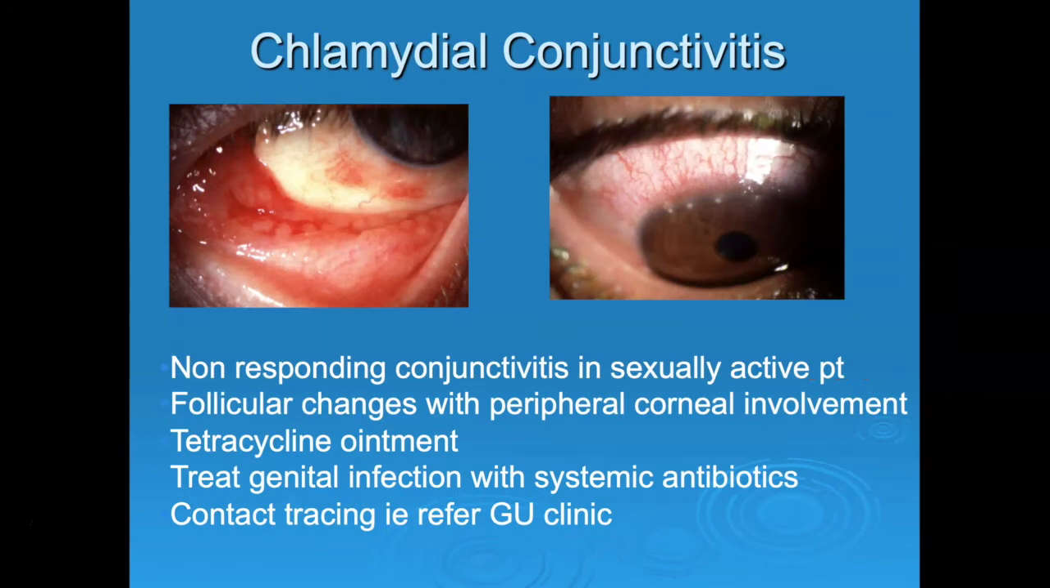Chlamydia can affect adults, particularly those who are sexually active, and you should consider chlamydial conjunctivitis if a patient presents with a monocular red eye, particularly if you find follicles, that's little bumps on the inside of the lower eyelid. You should take a swab, and if positive, it can be treated with the topical tetracyclines, but possibly more importantly than that, these patients also need to go to the GU clinic.